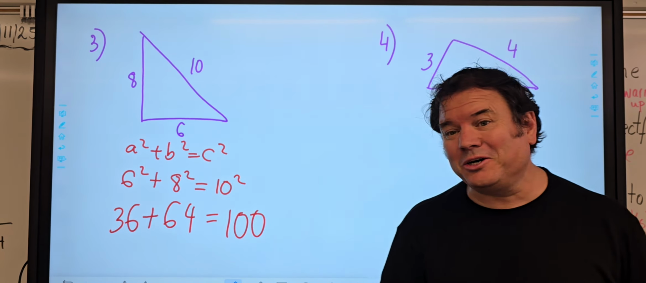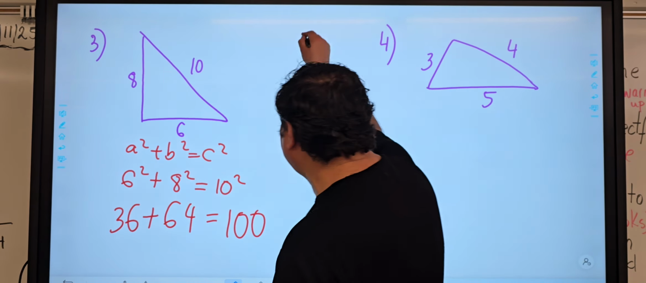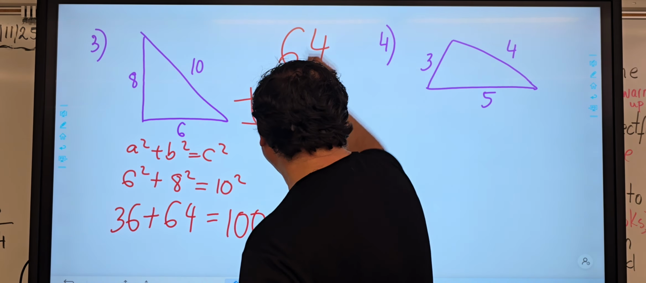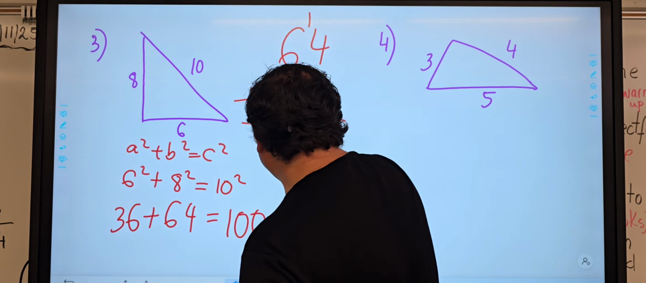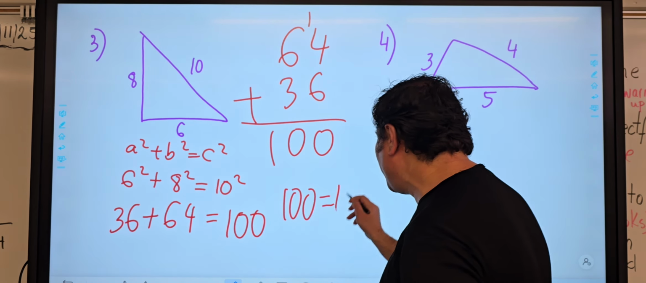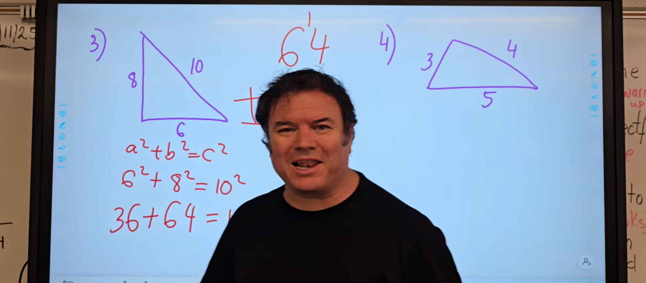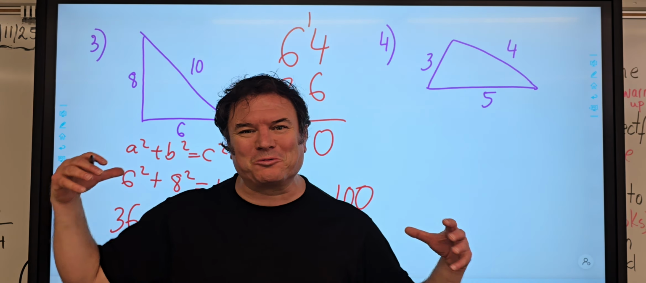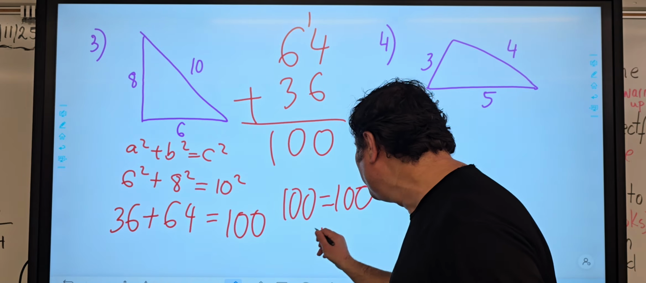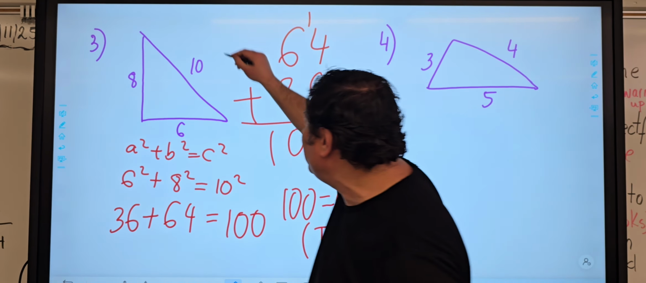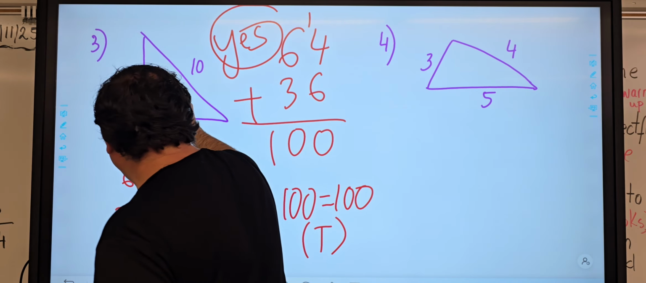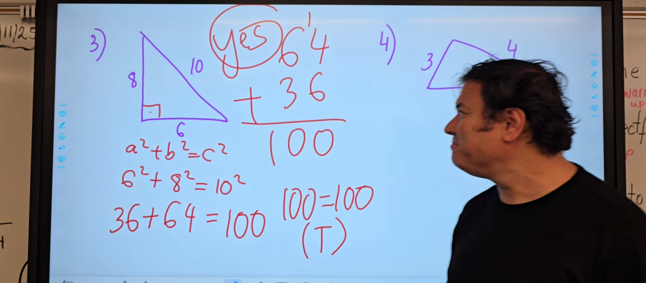And I think this is going to work. Remember, 64 plus 36 gives us, that's a 10, carry the 1, 100. So 100 equals 100. What a beautiful balance. The answer is true. We get a true statement, and it's a yes for number 3. So this is actually a right triangle.